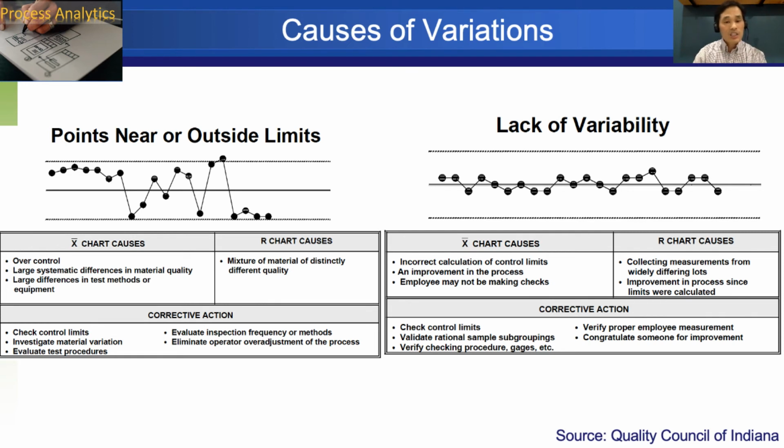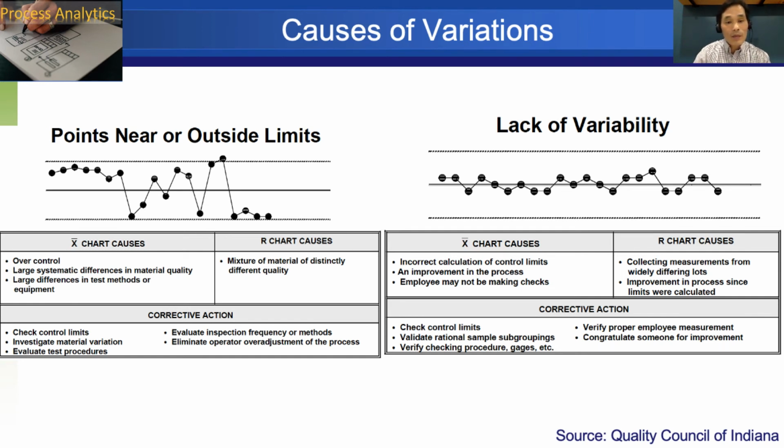If this is happening in an X bar chart, it might be because of incorrect calculation. In other words, the upper or lower control limits are too big because of a calculation error. Or an improvement in the process: somehow you implemented a new process or corrected it, and that works very well. That might be the reason, and if that is the case, that's a very good thing to see.